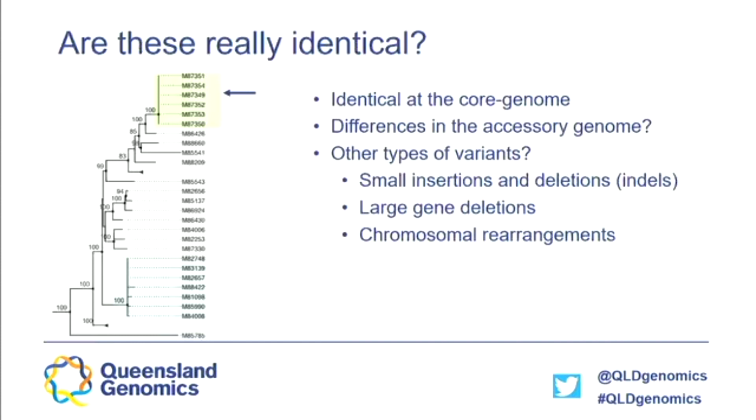So if we come back to our tree from before, all these samples looked identical based on SNPs in the core genome, but are they really identical? We could look at differences in the accessory genome. And because a phylogenetic tree is built using just SNPs, there might be other types of variants present. There might be some small insertions or deletions known as indels. There might be large gene deletions, or there could be some chromosomal rearrangements. Now, the reason we only use SNPs in a phylogenomic analysis is because SNPs accumulate in a bacterial genome in a fairly clock-like and predictable manner. So we can be reasonably confident that 2 samples with 2 SNP differences have a more recent common ancestor than 2 samples with 5 SNP differences between them.